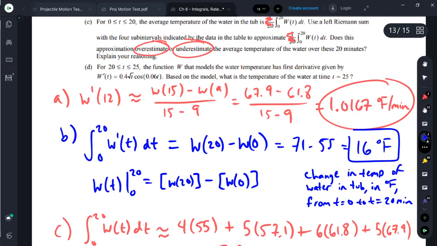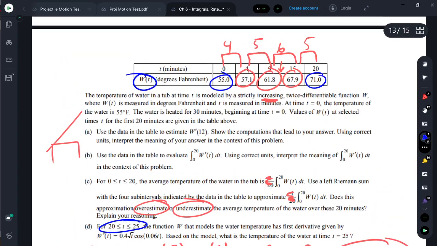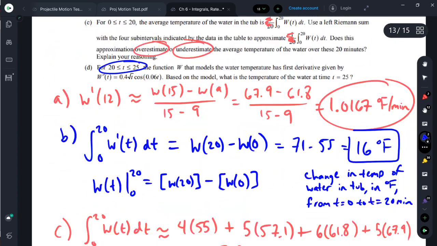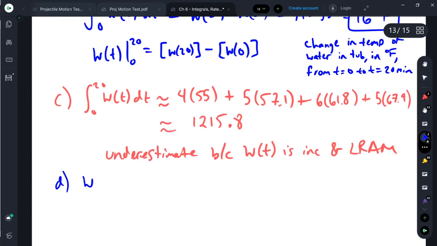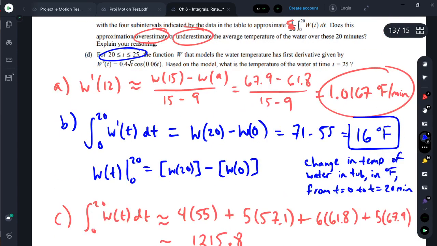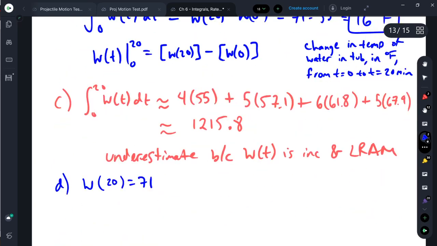Right? And then finally D, we have this function given by W prime of t equal to 0.4 root t cosine of 0.06 t. Based on this model, what is the temperature at time 25? So they're saying this happens after 25. So what we know is we know the water at 20 is 71. You had to kind of figure that out, but the water at time 20 is equal to 71. Then we want to go from 20 to 25. So basically the integral from 20 to 25 of W prime of t dt would be equal to W of 25 minus W of 20.